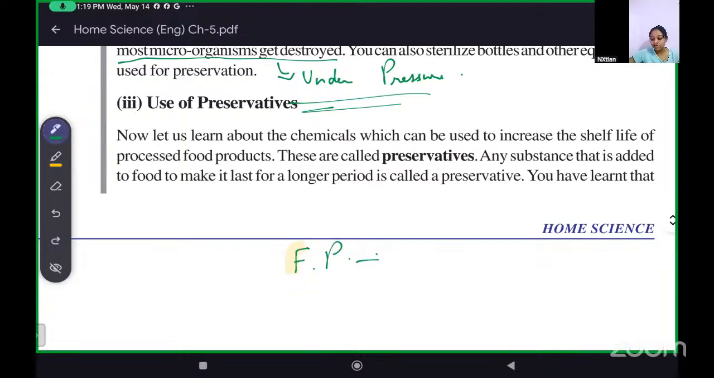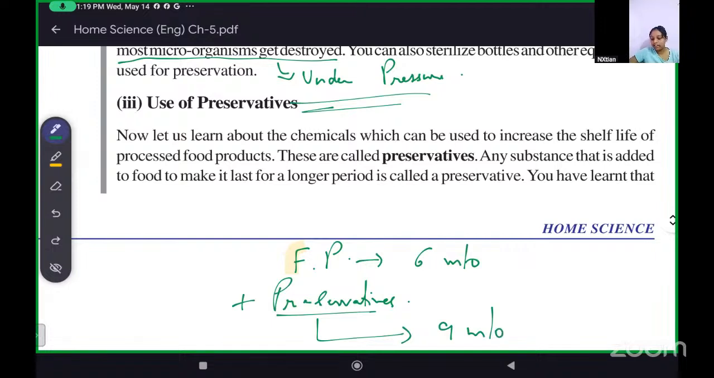That whose shelf life is 6 months. That is, it will expire after 6 months. But I add some preservatives in it. Now the shelf life becomes 9 months or 10 months, 9 to 10 months, after adding the preservatives. Why? See, this is an increase in the shelf life because the preservatives help in the preservation of food.